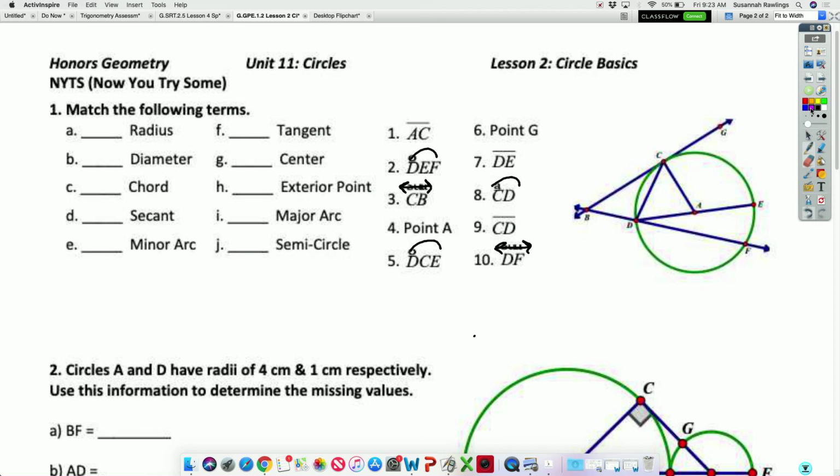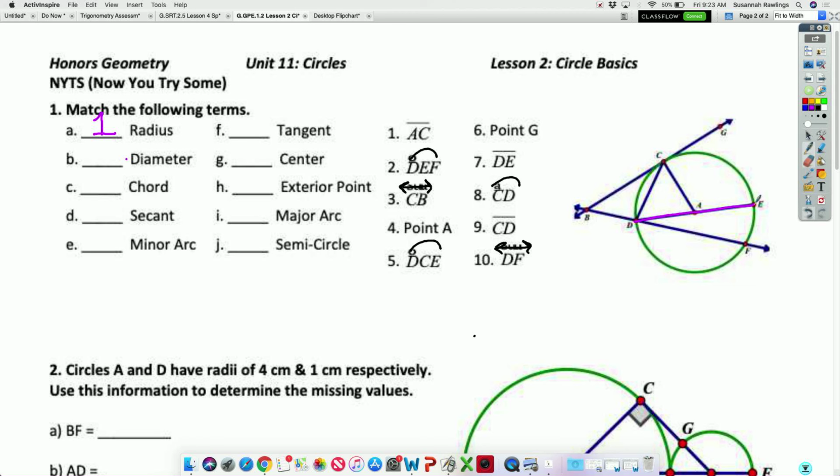Okay, so I already did the first one for you. That was 1, the radius. I'm just going to skip through and do a few before I let you try them on your own. Let's find the diameter. Where do I find a diameter? It crosses through where? The middle. So I know it's this line right here.